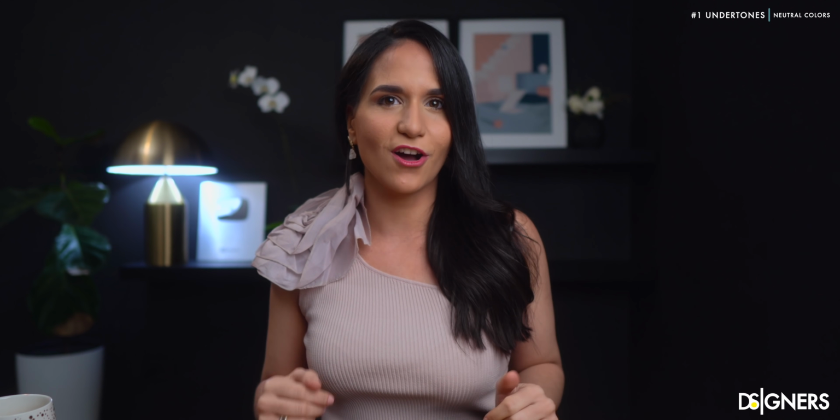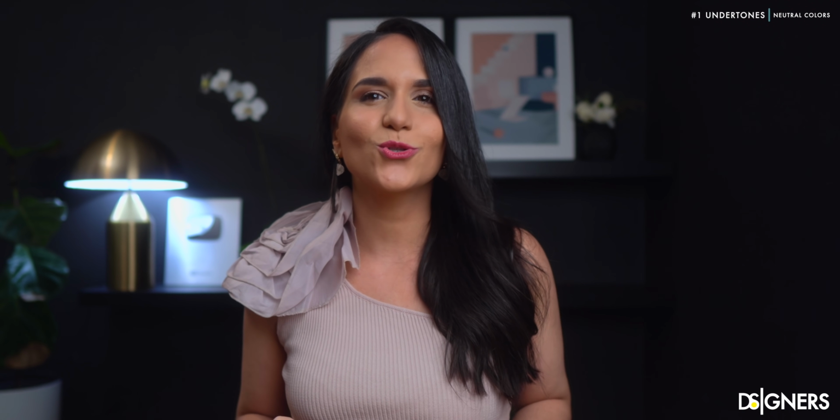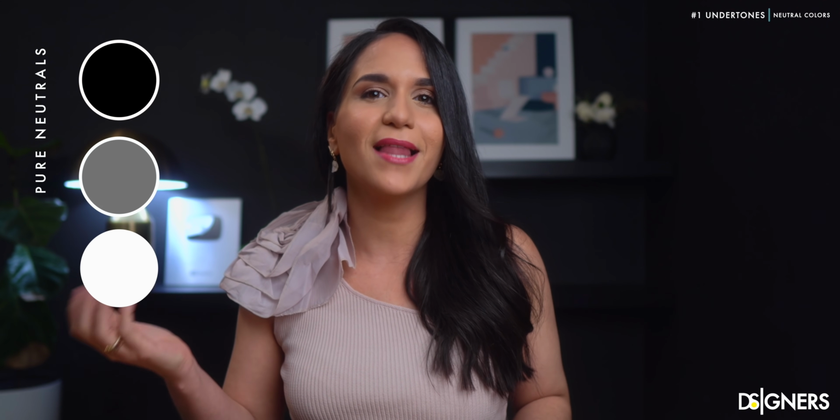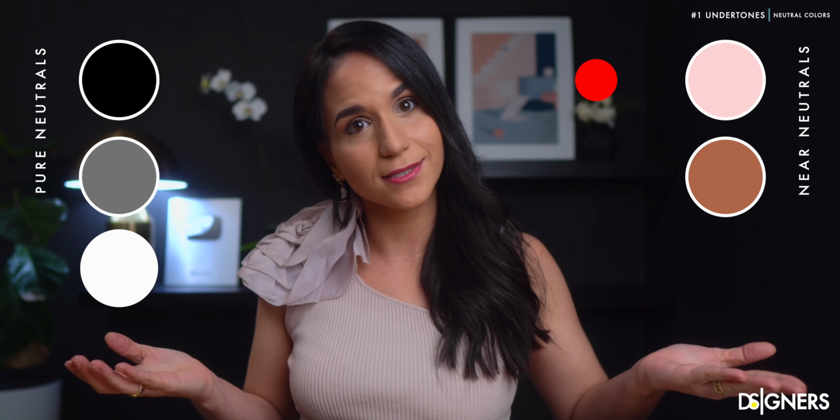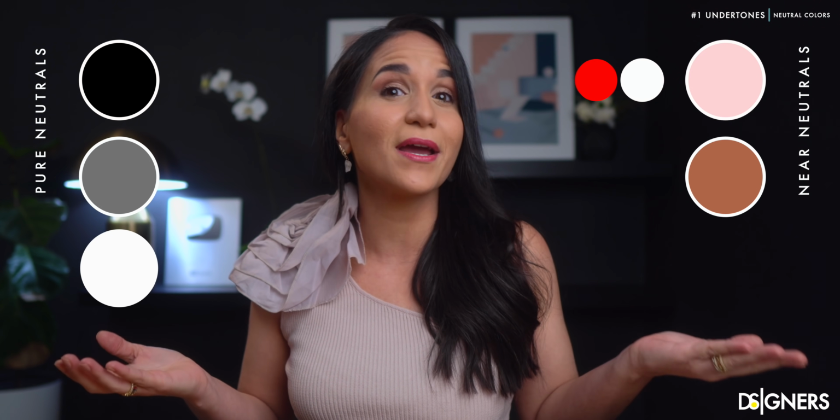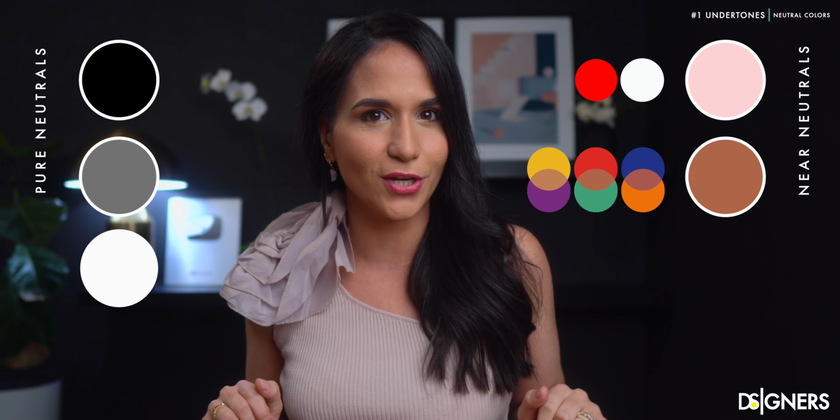Let's start by understanding what neutral colors are. Basically, neutral colors are any color that doesn't have a strong chromatic content. Neutral colors are divided into two types: pure neutrals, which are black, white, and gray, and near neutrals, which are colors that have been mixed with a pure neutral or by mixing two complementary colors.